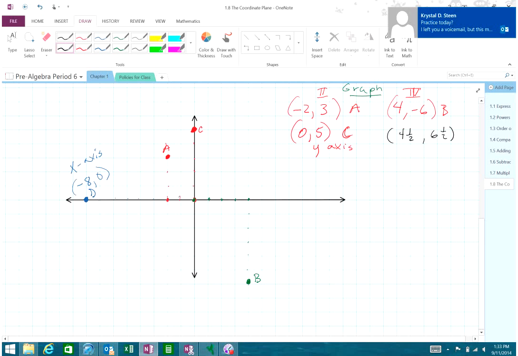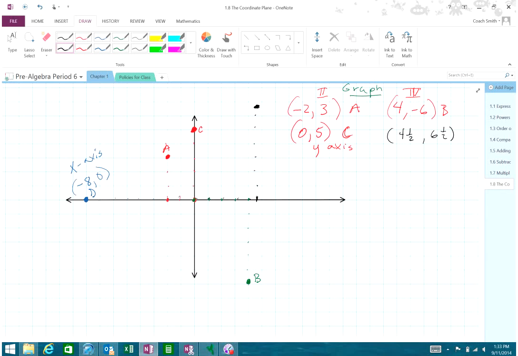So if you have 4.5, you have over 4, 1, 2, 3, 4 and a half, which is right here, and then you go up 6.5. So 1, 2, 3, 4, 5, 6 and a half. So that would be your point. We'll call it point E. That's point E. 4.5, 6.5.